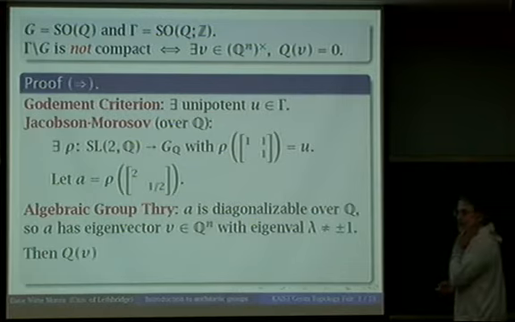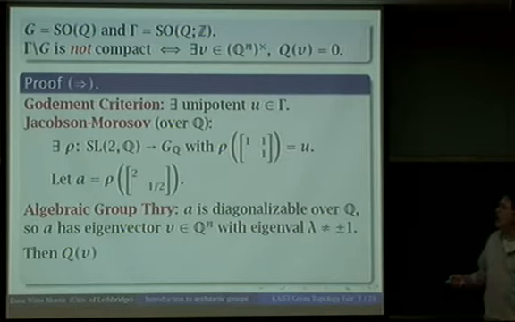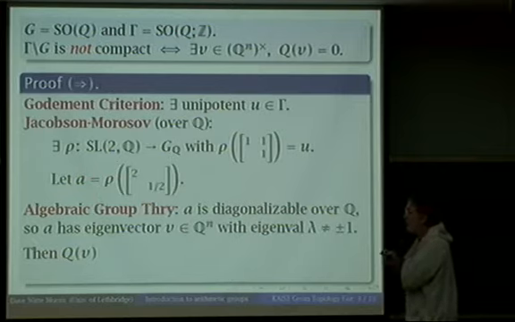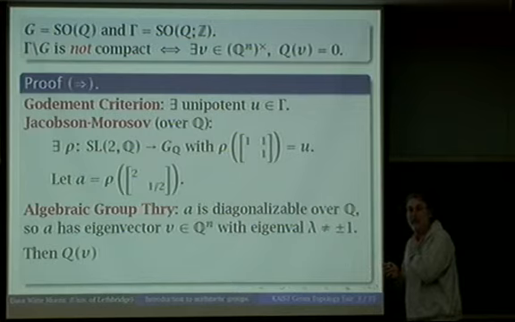And now I just want to do something that's maybe silly, but it works. I want to calculate Q of V. And I'm hoping it's going to come out to be 0. That's the plan. I'm going to calculate Q of V, and we'll see that it's 0. Well, the point is that A is rho of something, and rho of anything is in G, and G is the orthogonal group of Q. What that tells us is that A preserves Q. A is in the orthogonal group of Q. That means Q of A times V is the same as Q of V.